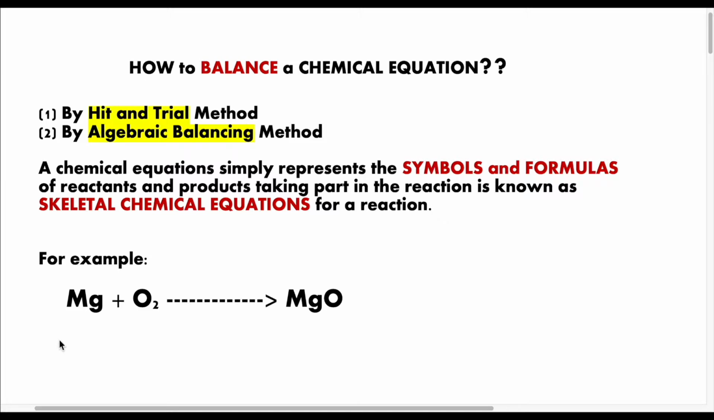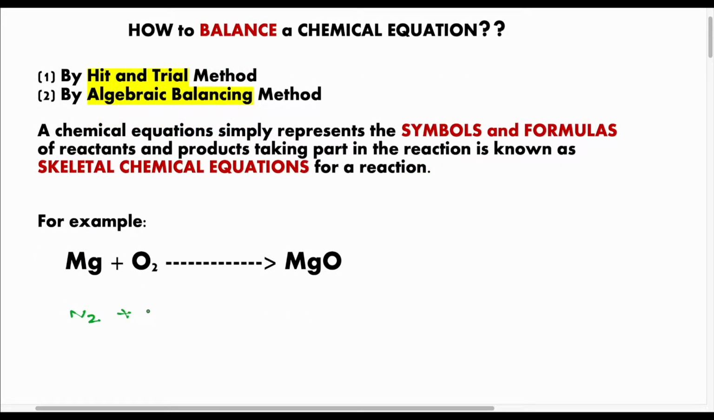Let us see another example. Nitrogen plus hydrogen gives ammonia NH3. The symbol for nitrogen is N2, the symbol for hydrogen is H2. They combine together to produce ammonia NH3. So this chemical equation, which simply represents the symbols and formulas of reactants and products taking part in the reaction, is known as a skeletal chemical equation for a reaction.